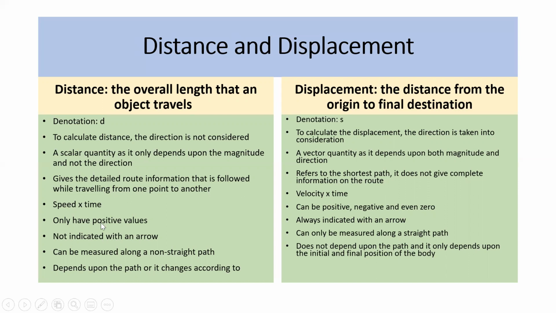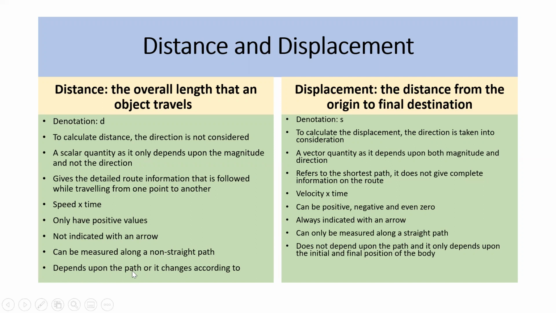Distance has only positive value. It's different from displacement. Displacement can be positive, negative, even zero. Distance is not indicated with an arrow, but displacement we have to indicate with an arrow. Distance can be measured along a non-straight path, but displacement can only be measured along a straight path.